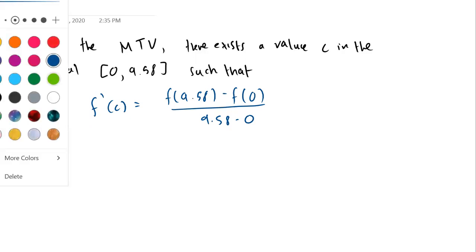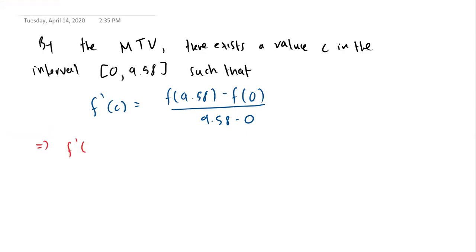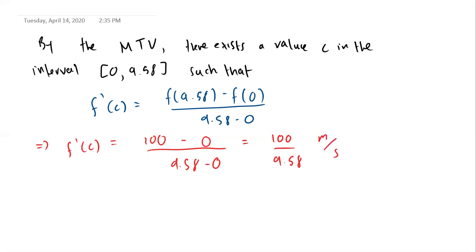Okay, so if we simplify this, f prime of C equals, so f of 9.58, remember that was the position when he reaches the end line, so he ran 100 meters, which would be 100. f of 0, again, f is a position. At time 0, he's still at the start line, so that's just 0, over 9.58 minus 0, which is 100 divided by 9.58. The only thing is that this is in meters per second. Our position was given in meters and our time in seconds.